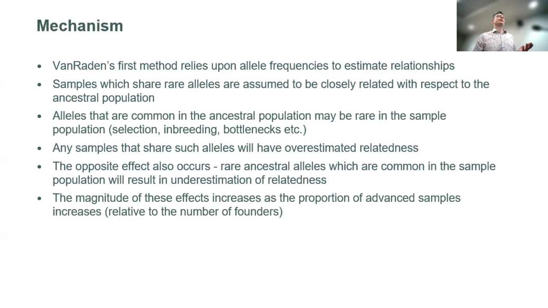The inverse is also true. So if you have a rare allele in your founding population that has been concentrated by inbreeding, then individuals that share those alleles will have an underestimate of their relatedness.